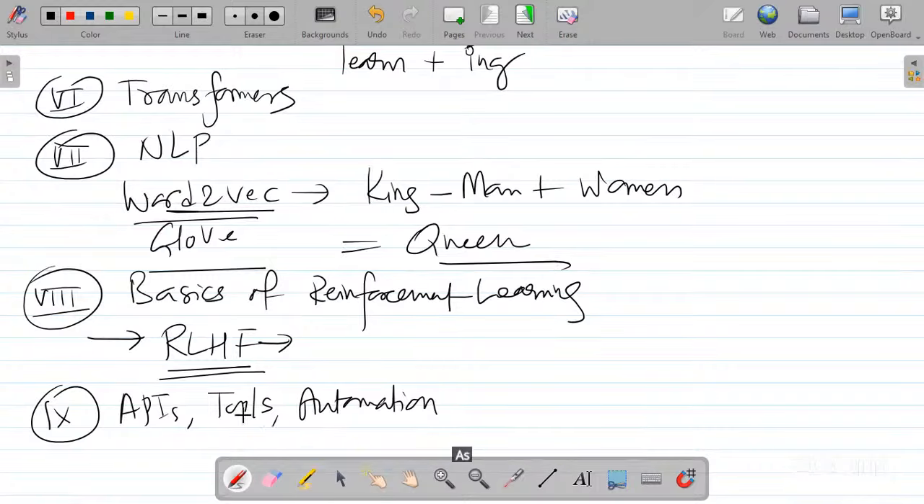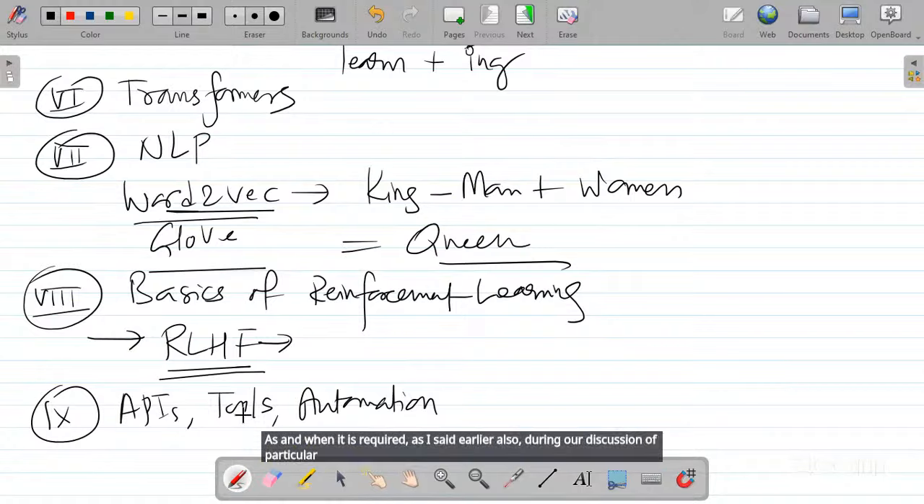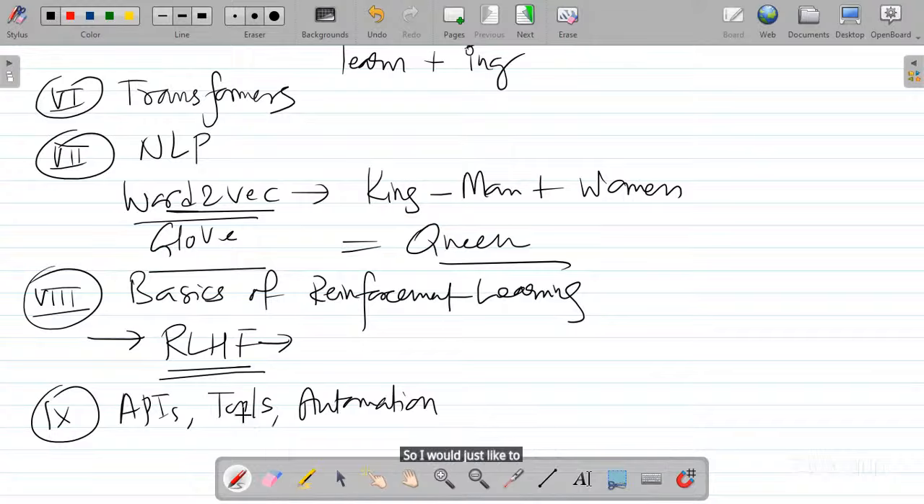As and when it is required, as I said earlier also, during our discussion of a particular topic, I will be covering this aspect in detail. Okay, so I would just like to summarize all this discussion, what we have done from the last 1 hour, and then we will conclude for today's session.